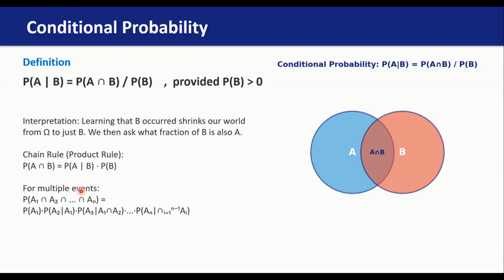P of A1 and A2 and A3 equals P of A1 times P of A2 given A1 times P of A3 given A1 and A2. This is the basis of Bayesian networks that we will see later. This is the extension of this product rule to n events that you can see here.